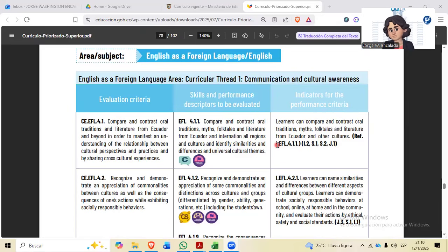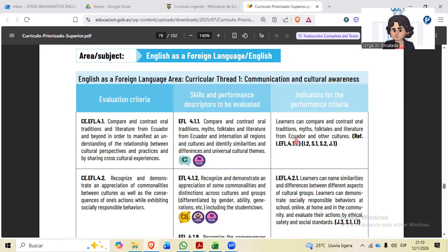Now, for the indicator, for the performance criteria, you're also going to have the codes. For instance, in this case, it's I for indicator, EFL, English as a foreign language, number 4, which means that in this case it's superior. And here's when things get interesting, because you may think, oh, if we follow the same pattern, this one is going to correspond with the curricular thread. But not necessarily, not exactly, sorry.